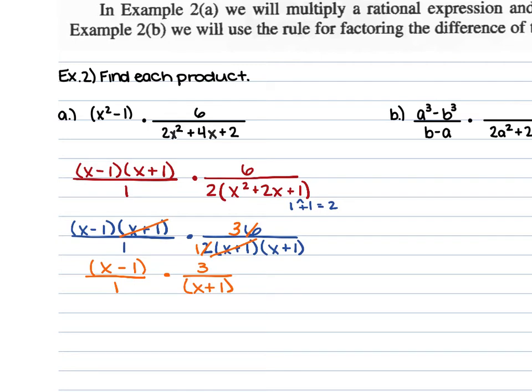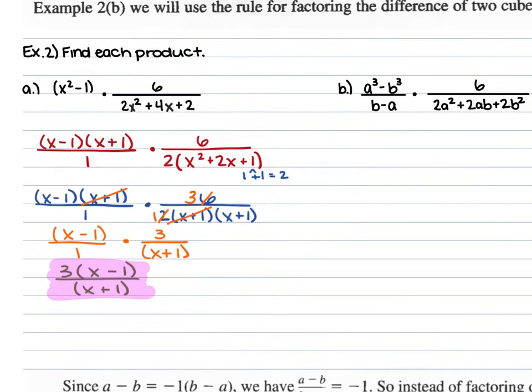We will multiply this straight across. We're going to have 3 times x minus 1 over x plus 1. You can leave it in factored form, just like I'm doing here, so that way you know that you are completely simplified and you have nothing more to do with this question.